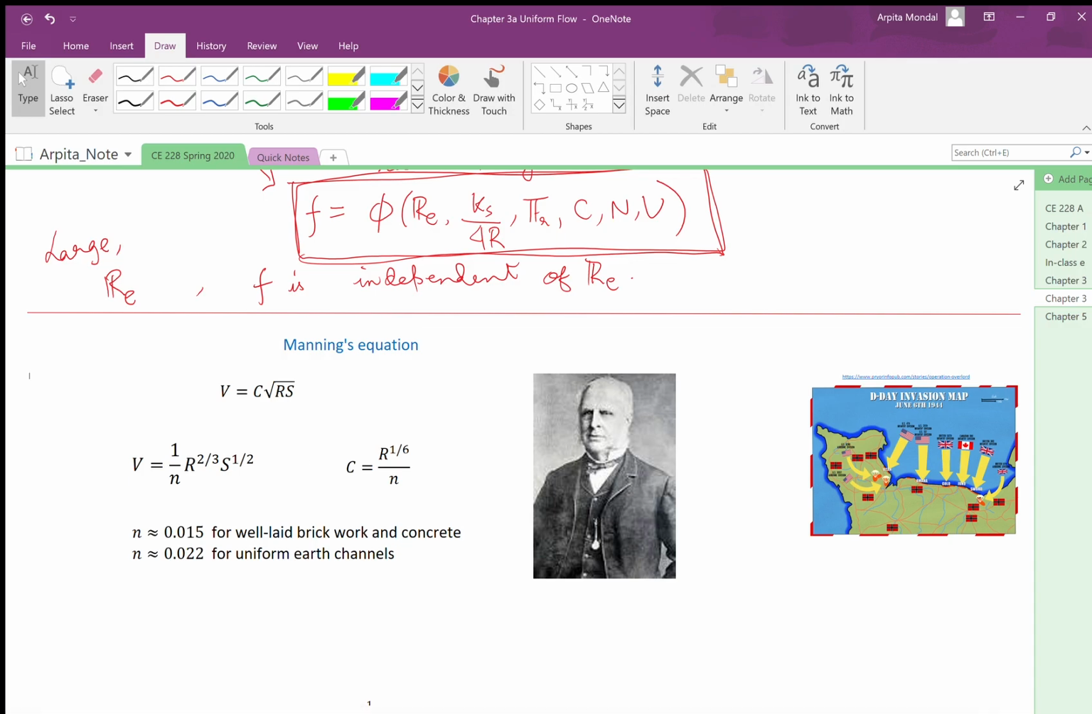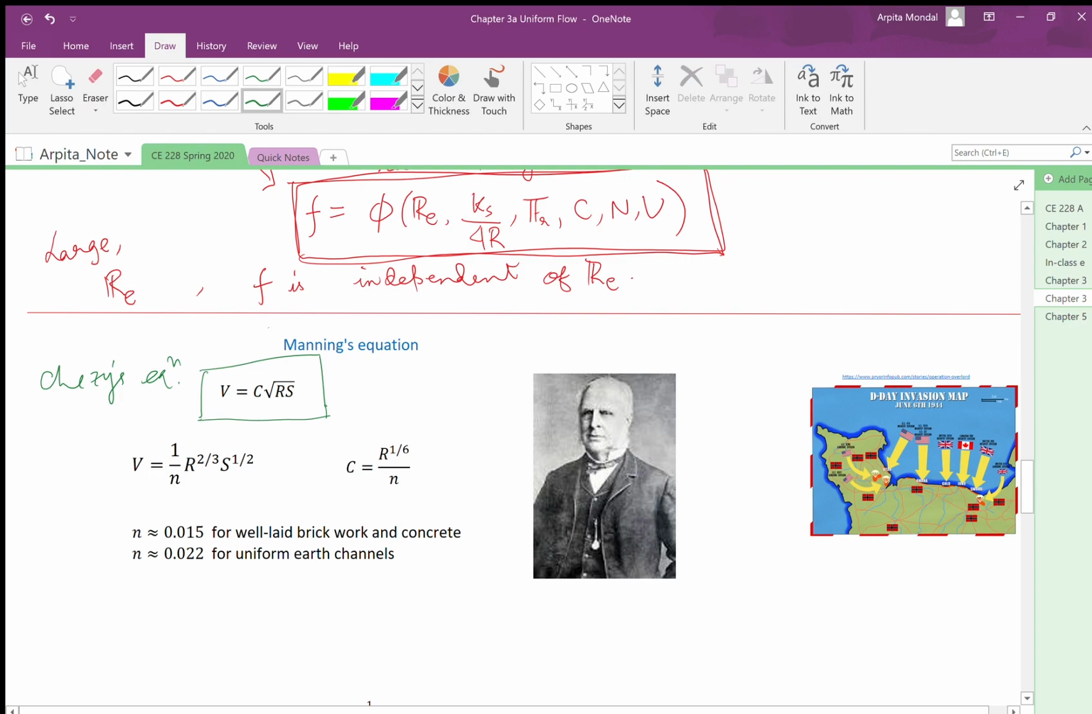In the previous video, we had talked about Chezy's equation. Today, we are going to talk about what is perhaps the most important resistance law in open channel flows, namely Manning's equation. So we have noted Chezy's equation as V equal to C times the square root of the product of hydraulic radius and the slope of the channel for uniform flow. So this is Chezy's equation for uniform flows.